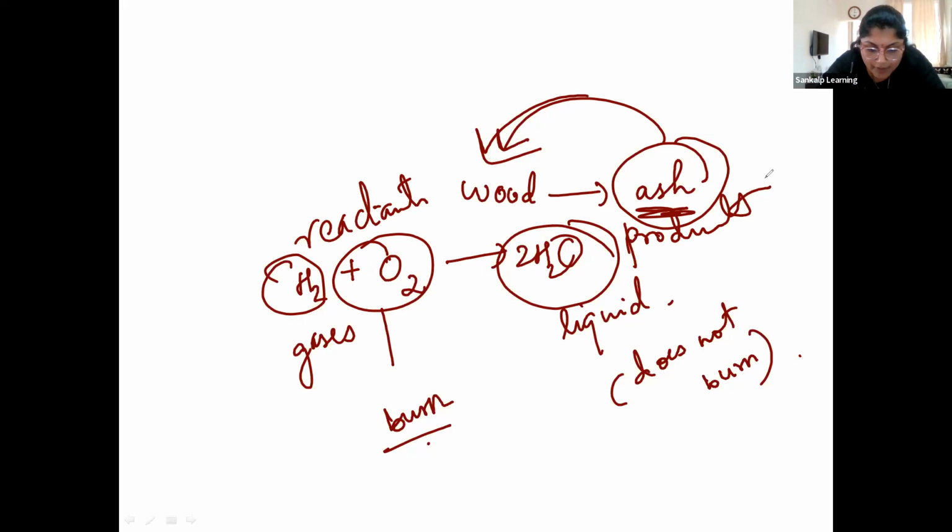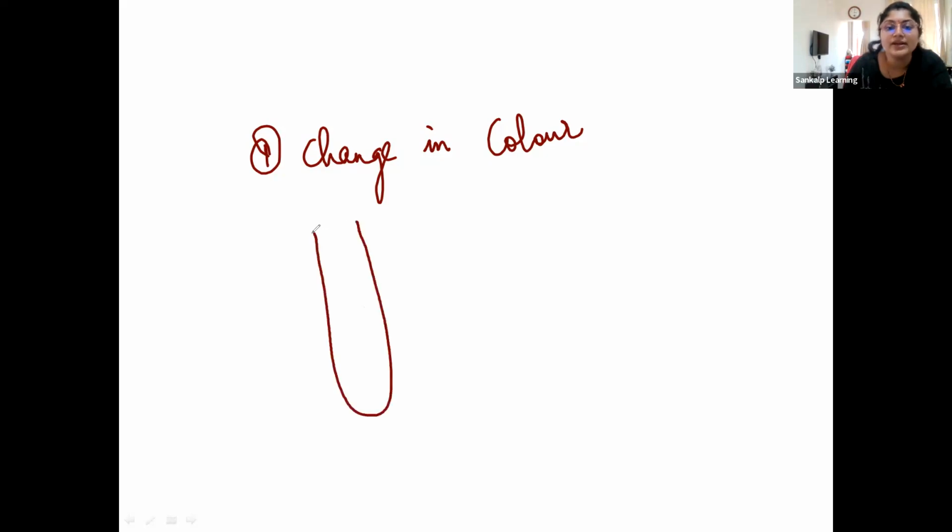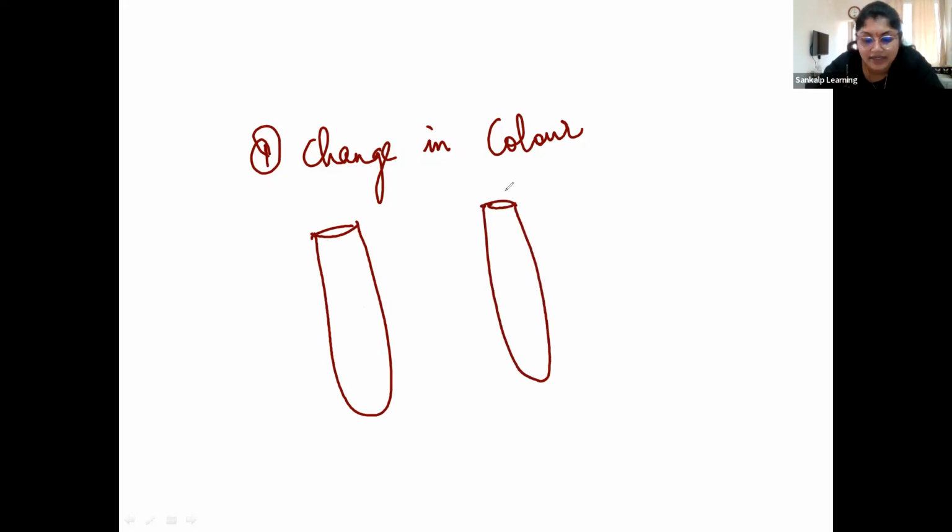A few more properties of chemical changes are given below. The first one is change in color. A change in color may indicate that a product has formed that is different from the reactants. Means what? Here you can see the change by looking at the color. They have taken two test tubes. Now what have they done? A change in color may indicate that a product has formed that is different from the reactants.